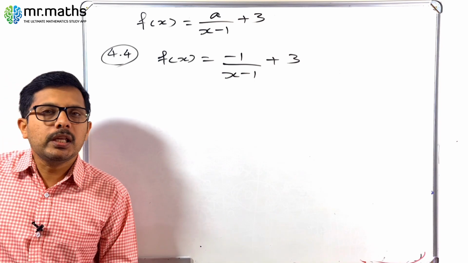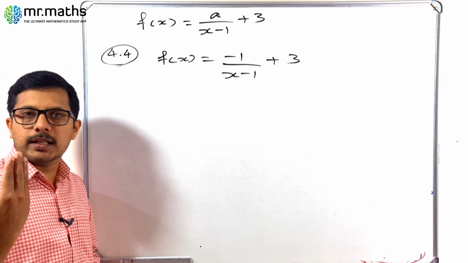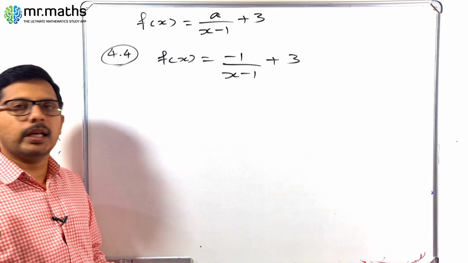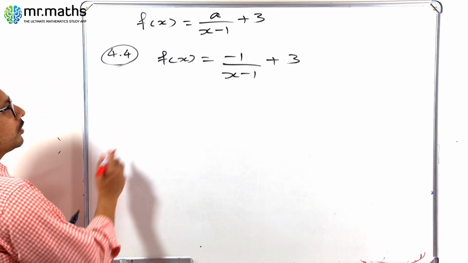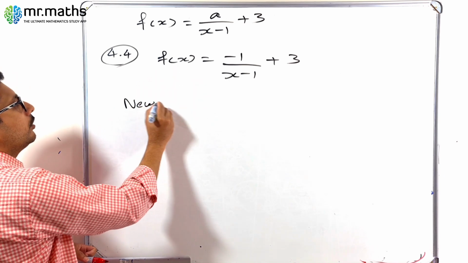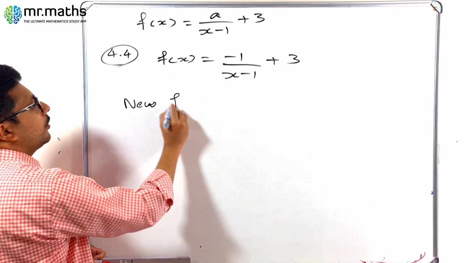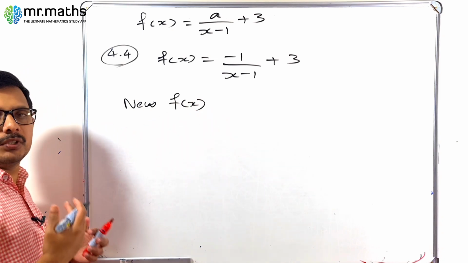So 3 units to the left. To the left direction means the x value will change. Left or right, the x value will change. Let me call this new f of x, it doesn't matter. So we have to write what the equation is after the shifting.